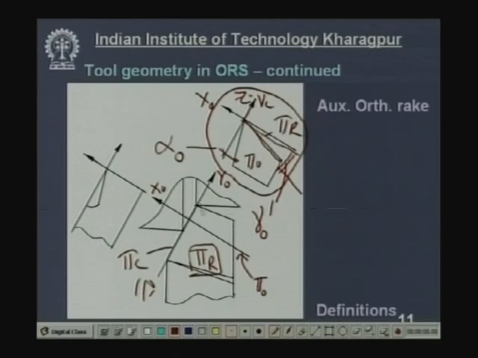Now, look at this cutting tool from this side along the x axis, and this is the cutting plane, and then see the view shown here. So, this is the cutting plane. This diagram has been drawn in the cutting plane. So, this is Zm or the velocity vector, and this is Zo, and this is Yo.